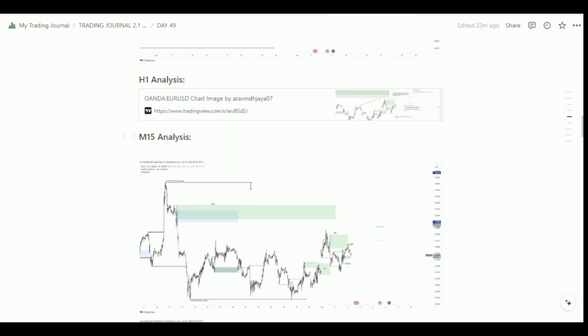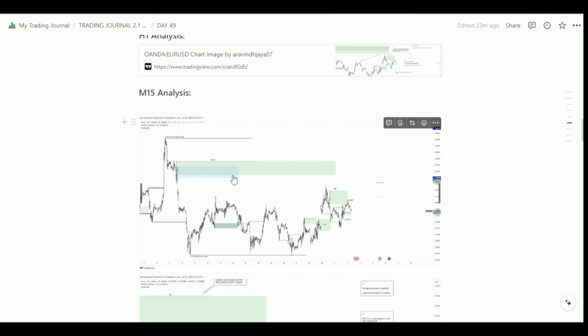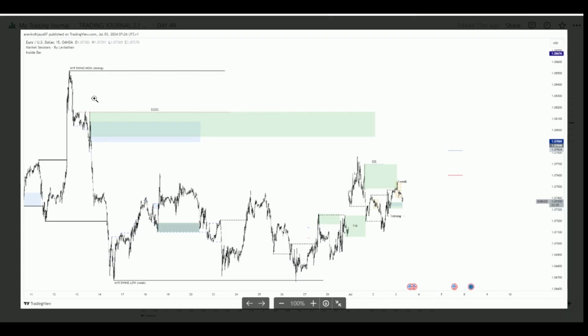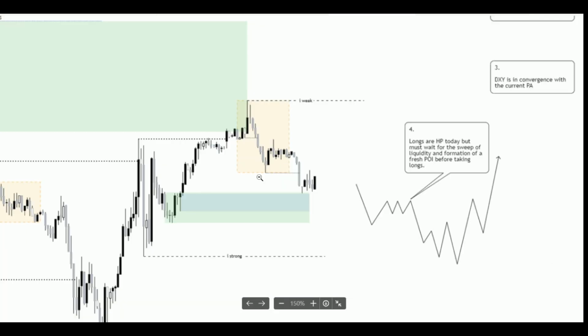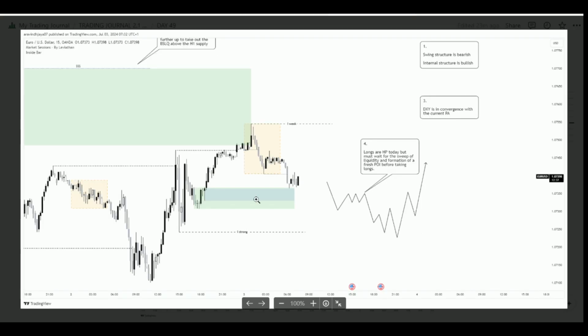Yeah, this is H1, and I've also marked some M15 structure yesterday. So this is M15 swing high and this is M15 swing low. You can see the H1 POI right here. So this is the zoomed in version of the M15. This is the Asian range and this is H1 POI. So we are looking for longs here, right?